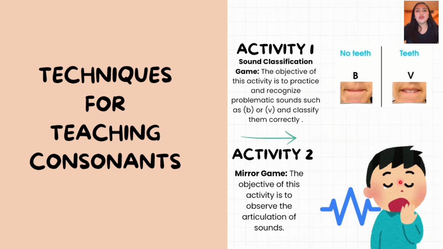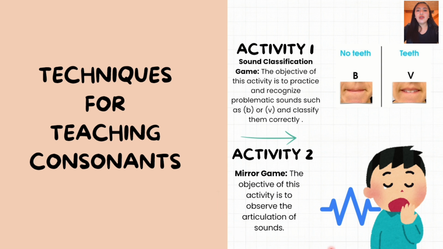Techniques for teaching consonants. To work with consonants, these activities can be applied. Activity 1. Sound classification. Here, they classify problematic sounds such as B and V, and identify their difference. B is pronounced by pressing the lips, stopping, and then releasing the airflow. And V is pronounced by touching the lower lip with the upper incisors, restricting but not stopping the airflow.